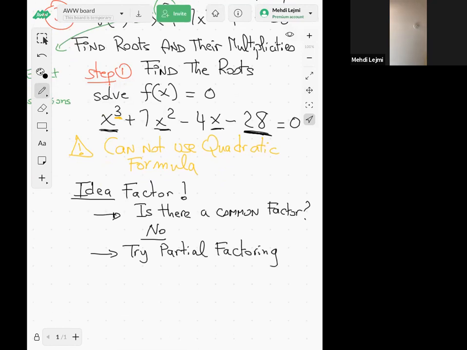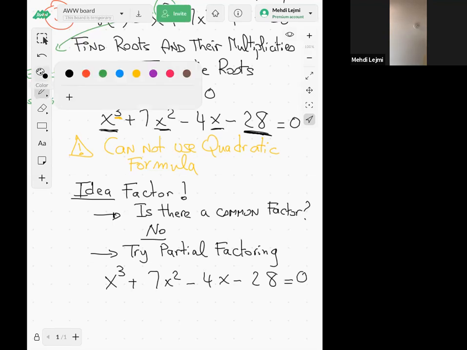Okay, so what do I mean by partial factoring? Well, I have x cubed plus 7x squared minus 4x minus 28 equal to 0. So I don't have a common factor, but instead of taking the whole equation, I'm going to take, for example, the first two terms.